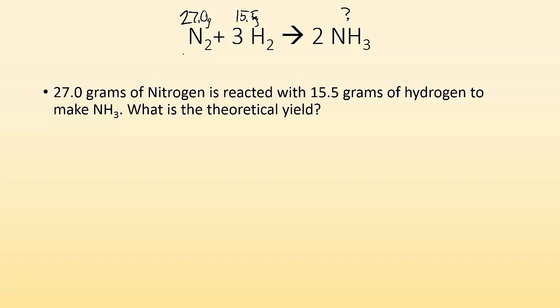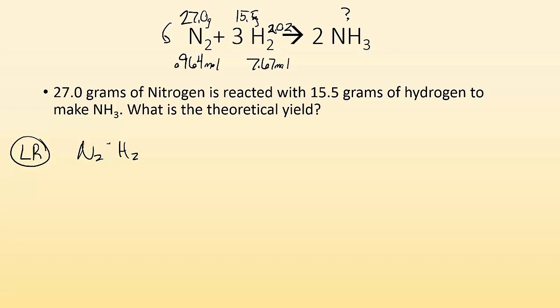First things first, I have to use the moles of nitrogen and hydrogen, so I do a little conversion. I do the GFM of N2, which is 28.02, and I divide that and I get 0.964 moles of N2. I do the same process for H2, except its GFM is 2.02, and I get 7.67 moles of H2. Now the first question is, what is my limiting reactant? I look at my N2 to H2 ratio and use the coefficients. It's 1 to 3.